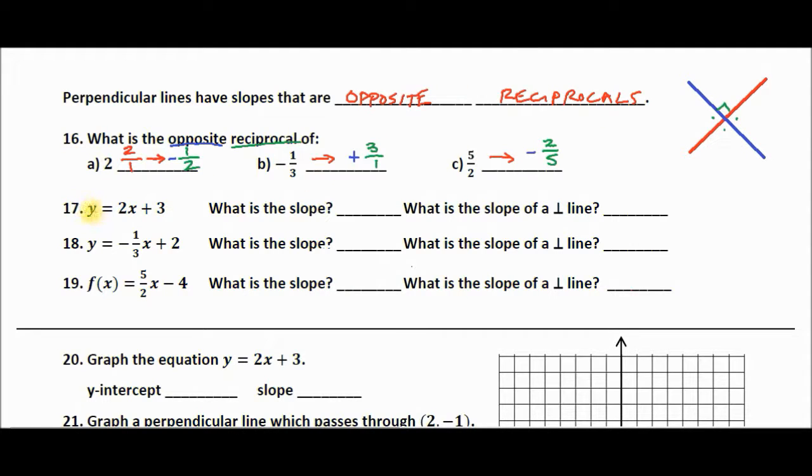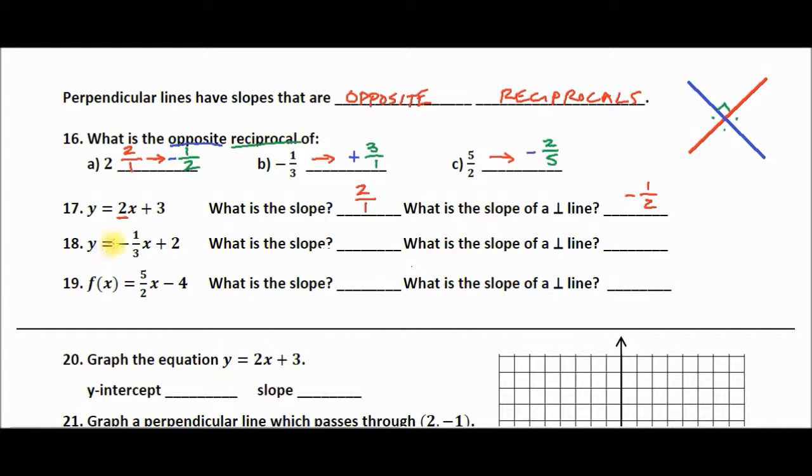Here is an equation, y equals 2x plus 3. That's going to be the graph of a line. Question is, what is the slope? Well, we know the slope is m, right? Y equals mx plus b. M is the slope. So the current slope is 2, and I'm going to write that as 2 over 1. What is the slope of the perpendicular line? It's going to be the reciprocal, and then from positive to negative.